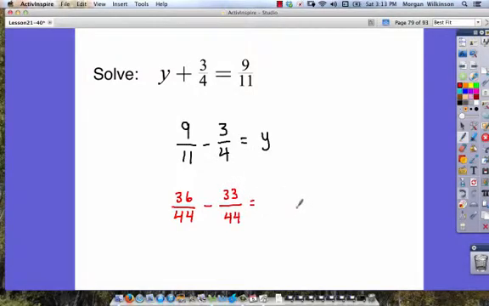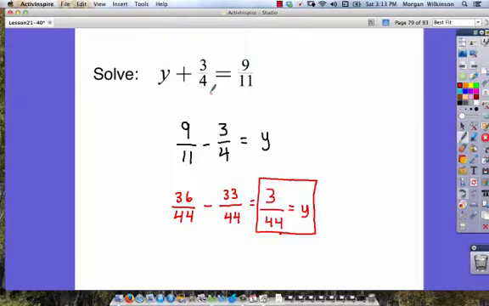Now we can figure out our answer. 36 minus 33, that's 3. 44 minus 44, oh, remember it's subtraction of fractions, so the denominator stays the same. We get an answer of 3/44, and we're all done. Now, we should write 3/44 is equal to y. Or we could write y is equal to 3/44. We've got our final answer. We can move on to the next problem.